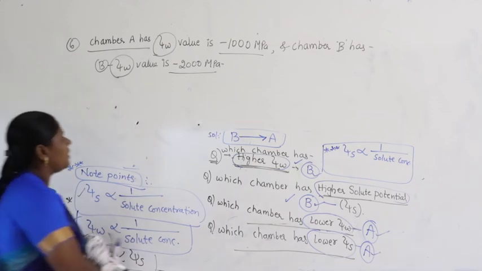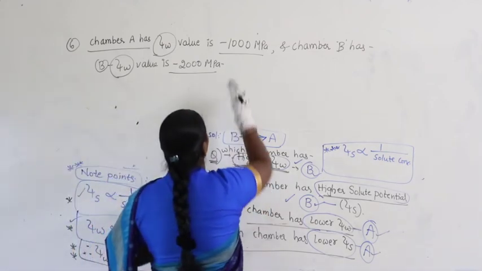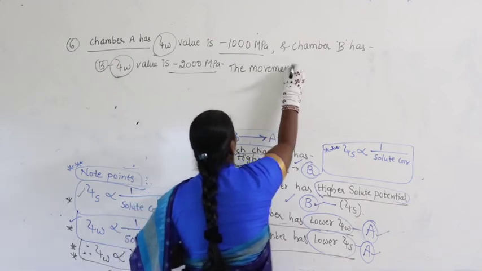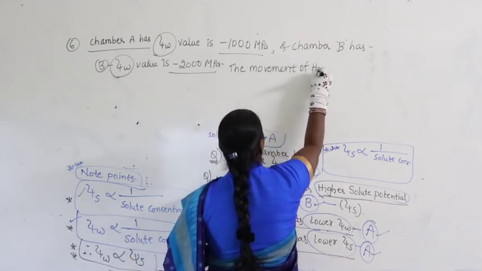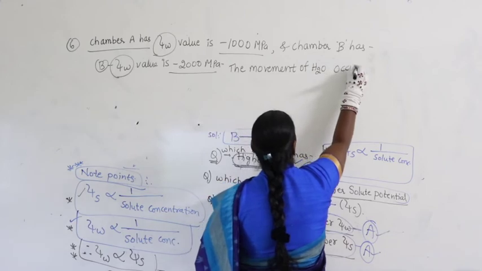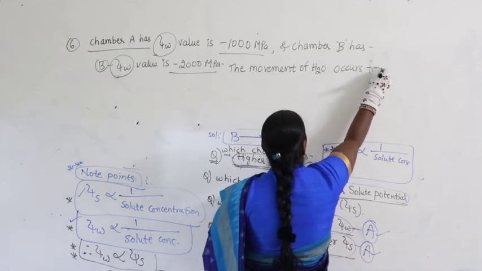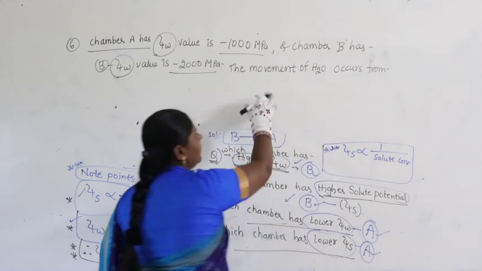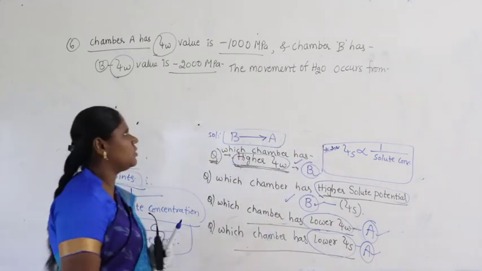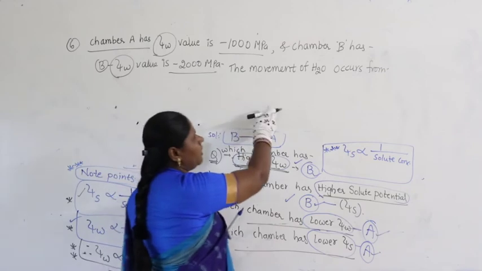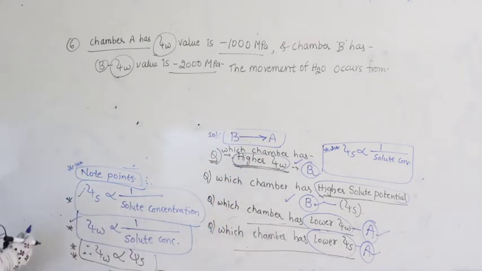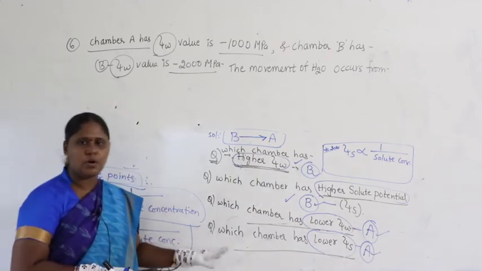If this is given, then what is asked is the movement of water. What is the direction of movement of water? That is the question. Or you can write: the movement of water occurs from which chamber to which chamber.